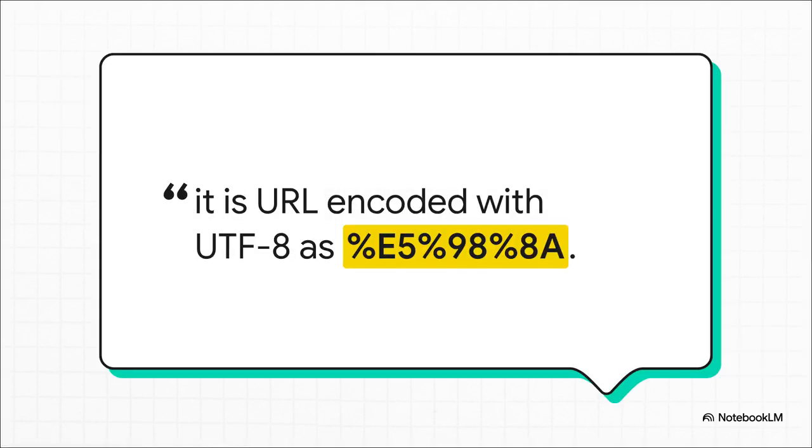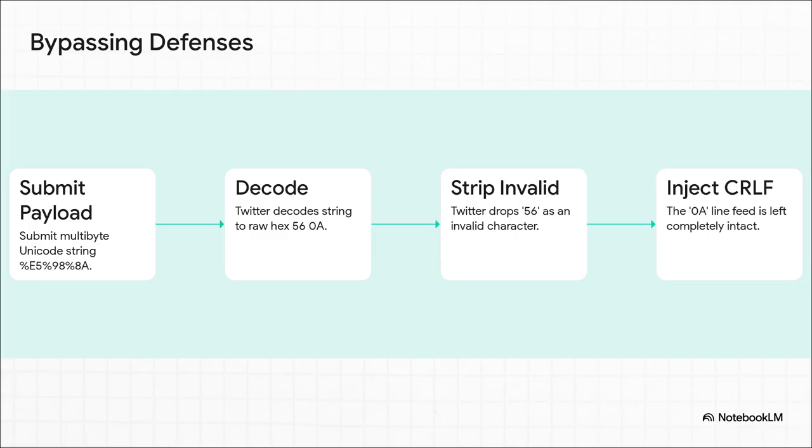But then, a hacker named File Descriptor found a truly brilliant disguise to sneak right past those guards. They used this incredibly bizarre multi-byte character string, %E5%98%8A. For context, that is the UTF-8 encoding for a very obscure Unicode character. And this is where we get that absolute mind-blowing aha moment. Let's break it down. Step 1, File Descriptor submitted this weird multi-byte Unicode string. Because it wasn't explicitly on Twitter's blacklist, it sailed right past the initial security check. Step 2, Twitter's backend systems naturally decoded this UTF-8 string into its raw hex value, which was 560A.